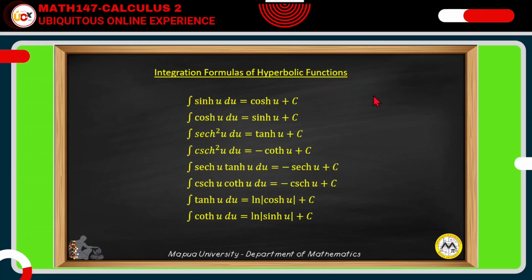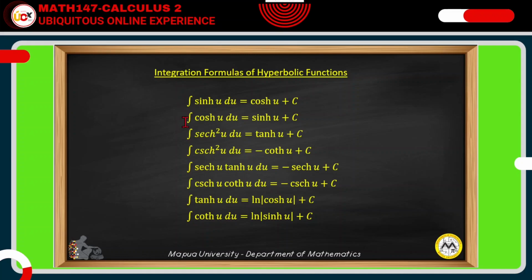Okay, so let us now discuss the integration formulas of hyperbolic functions. So the first formula is the integral of hyperbolic sine u du equals hyperbolic cosine u plus the constant c. And you can verify this formula by taking the differential of hyperbolic cosine u, which is equal to hyperbolic sine u du. So when you take the integral of both sides, we get the first formula of the hyperbolic functions.